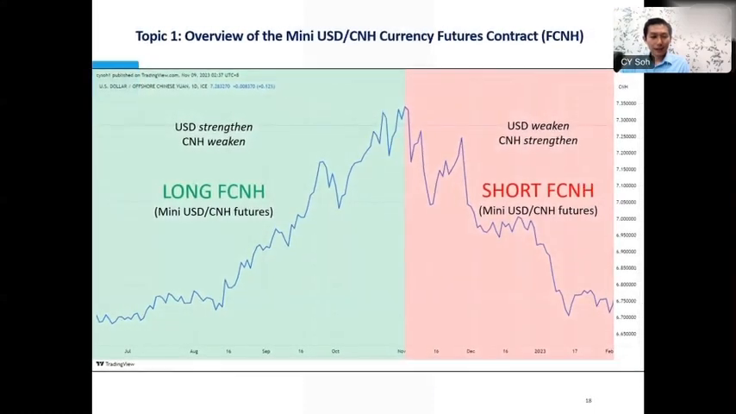And let's have a look at the chart here. Similarly, when you expect US dollar to appreciate or CNH to weaken, you long FCNH. When you expect US dollar to weaken or CNH to strengthen, you actually take a short position in FCNH. So remember this very basic structure, all right? Otherwise, you may take the incorrect position in your FCNH trading.